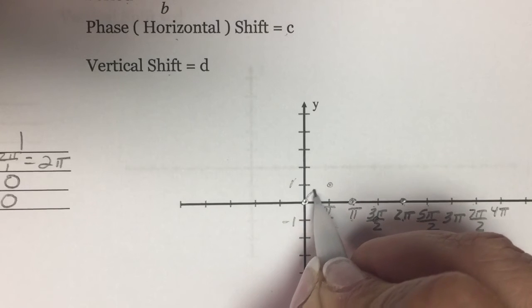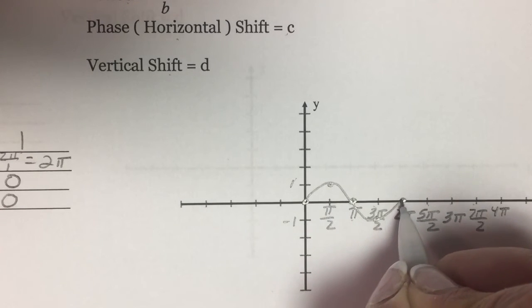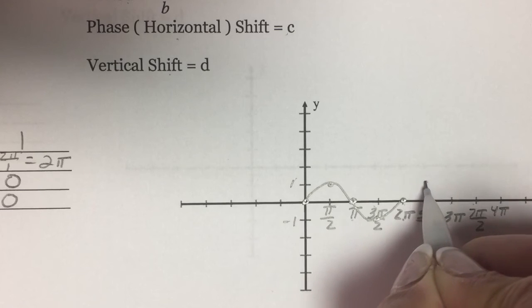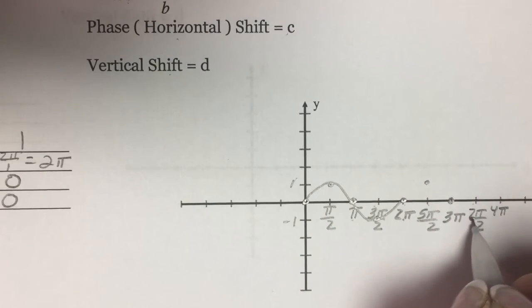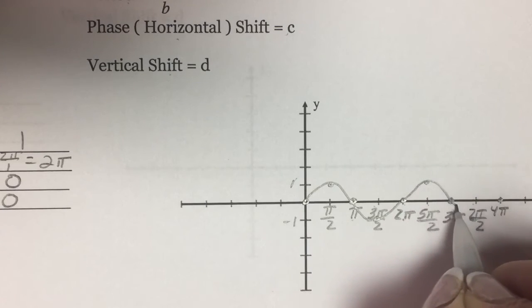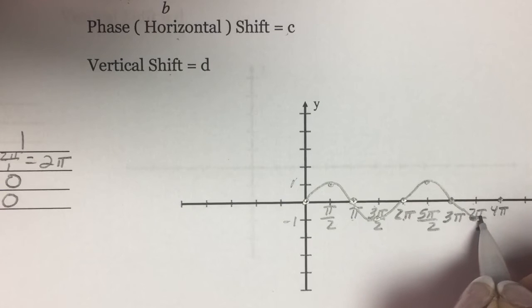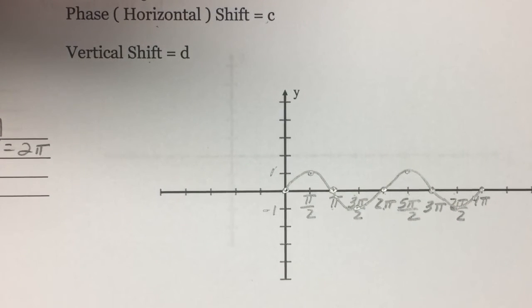Notice that is 1 period. And now it's just going to start to repeat. So we're going to go up to 1, down to negative 1, and 4 pi would end up on 0. Again, you don't need to plug in a million points. That is what 2 periods of the sine function looks like.